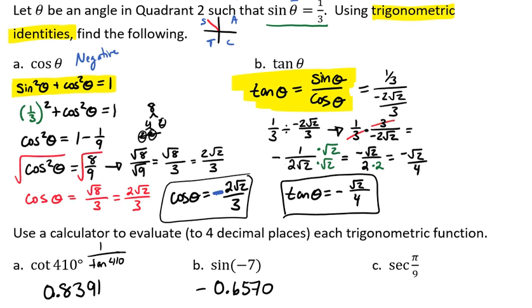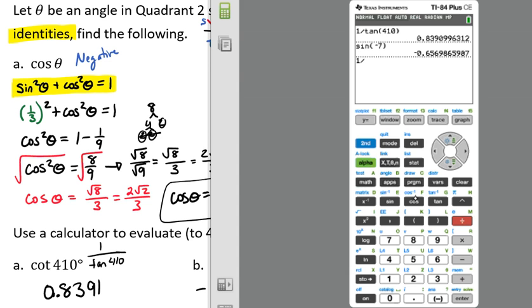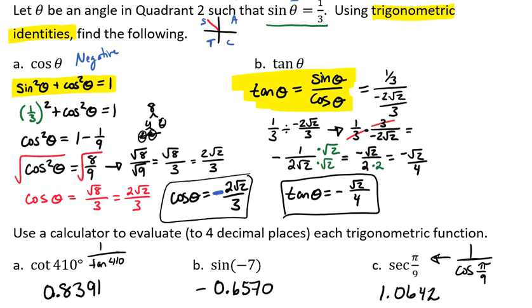For problem C, we have the secant of pi over 9. And pi over 9 is in radians, so we'll stay in radians. And remember that secant is the reciprocal of cosine. So we'll be putting in 1 divided by the cosine of pi over 9 into our calculator. And that gives us 1.064177, which is going to round to 1.0642.